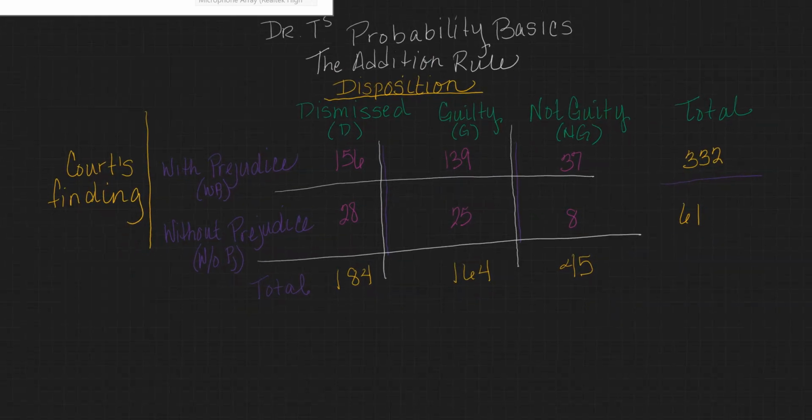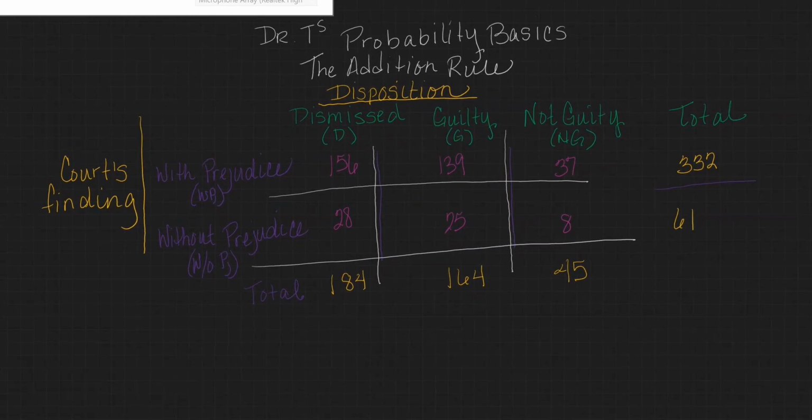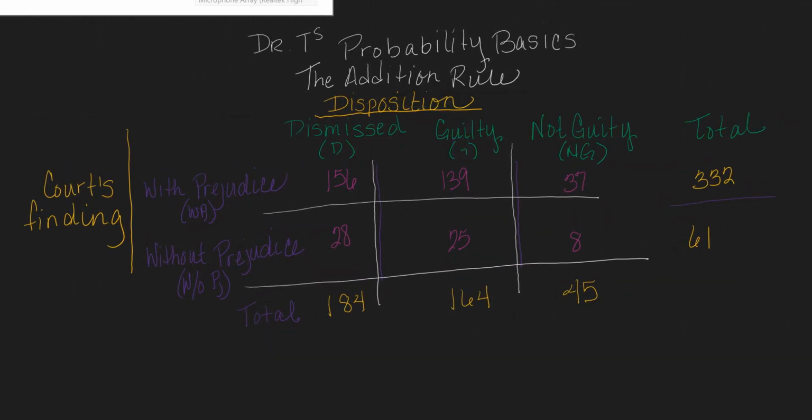Now, let's say we're interested in figuring out the probability that a randomly chosen case has a defendant who is found guilty or that their case was dismissed. All right. Well, let's think this through just a little bit. I've gone ahead and plugged in some abbreviations for all of these.